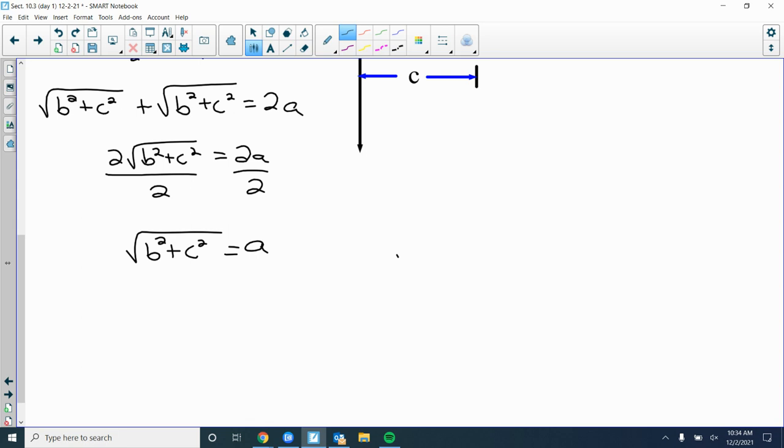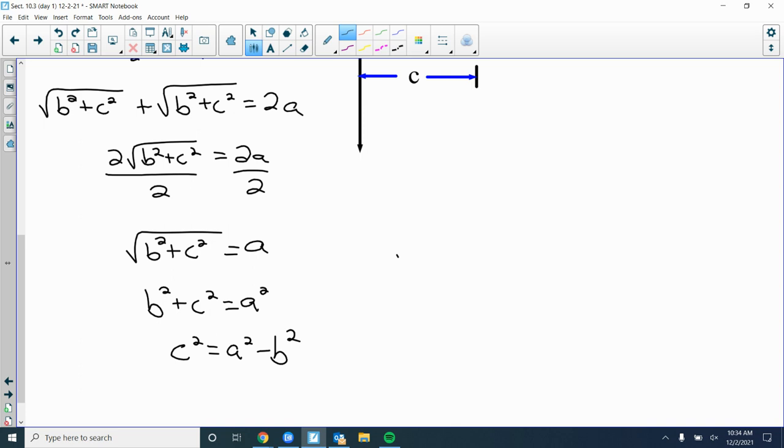Now I'm just wanting to show you where we get that relationship from. So now I'm going to square both sides. And so I get b squared plus c squared equals a squared. And that's close, but then the one at the top, I got c squared by itself. So I get c squared equals a squared minus b squared. That will be very important. Okay, that's how we're going to figure out where the foci are.